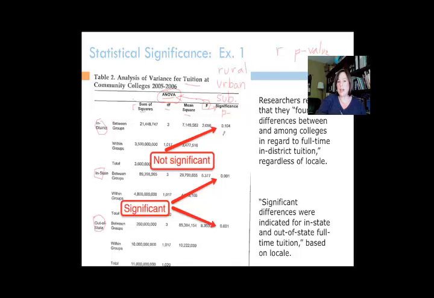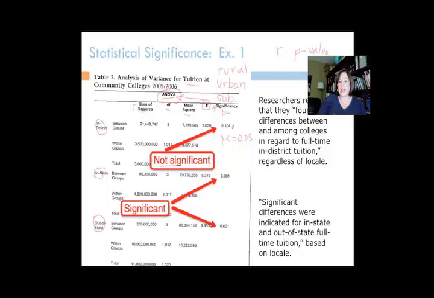Okay, so this is how they report significance. 0.104. Well, is that greater than or less than 0.05? It's greater than, much more greater than. So they've reported that p-value, but it is not significant. Whereas, and that's for in-district tuition.